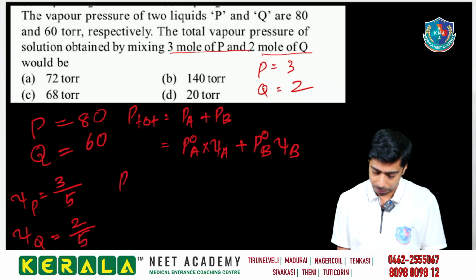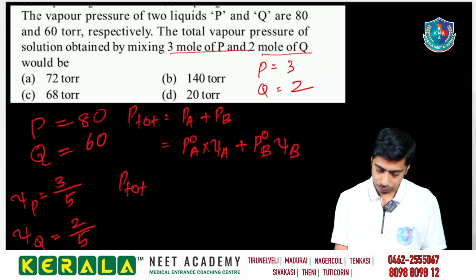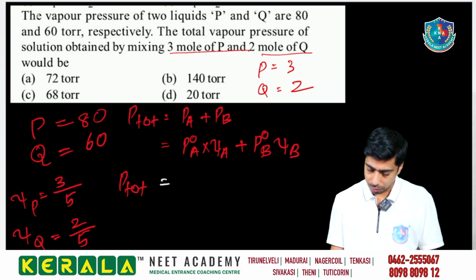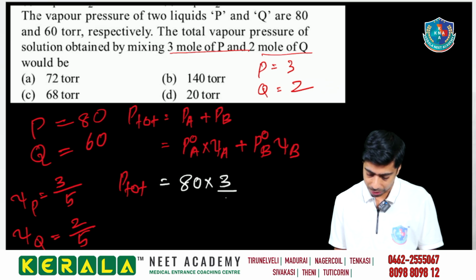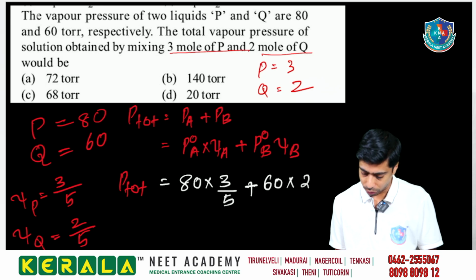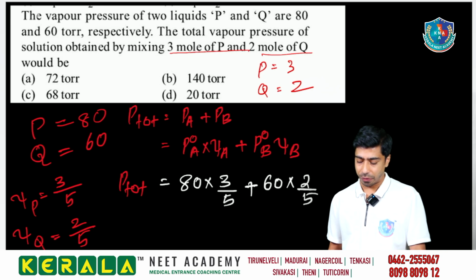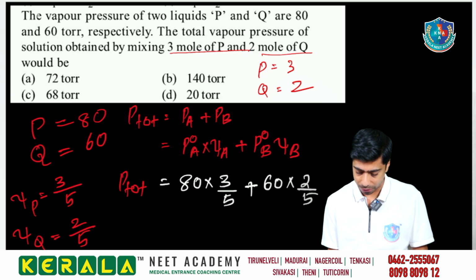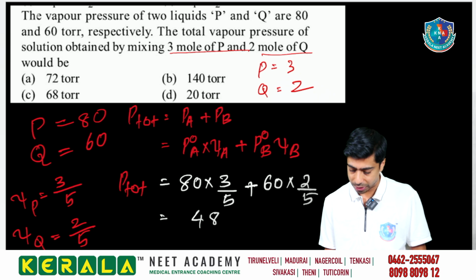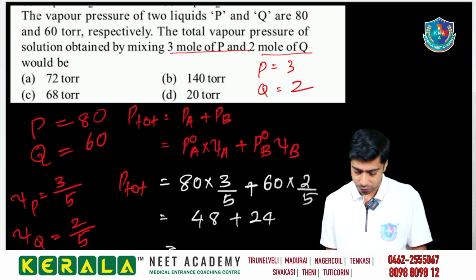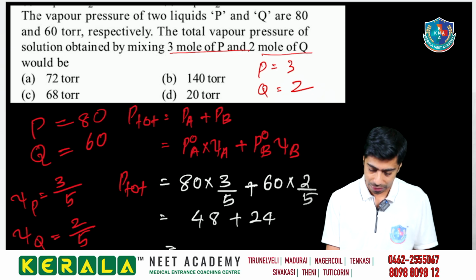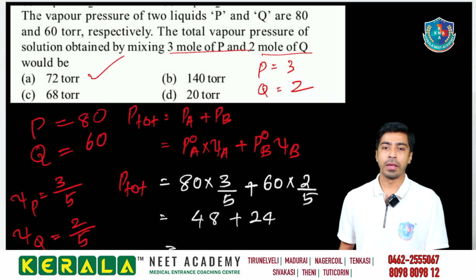So the P total will be equal to, now the vapor pressure of P is 80. So 80 into 3 by 5 plus vapor pressure of Q, which is 60 into 2 by 5. So 80 divided by 5 is 16. So 16 into 3, 48, and 60 divided by 5 is 12. So 12 into 2, 24. So 48 plus 24, the answer will be 72 torr.